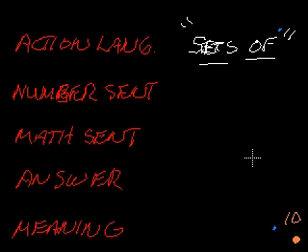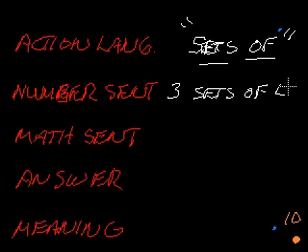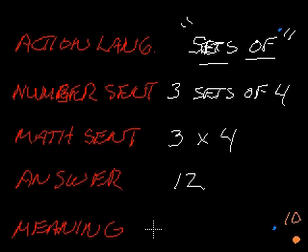And for instance, in this example, we decide that the number sentence needs to be 3 sets of 4, and the math sentence that you'd see most commonly in books in the standard algorithm is simply 3 times 4. The answer, as we know, is 12, and the meaning is going to be 12 what? Well, it's going to be 12 dives.